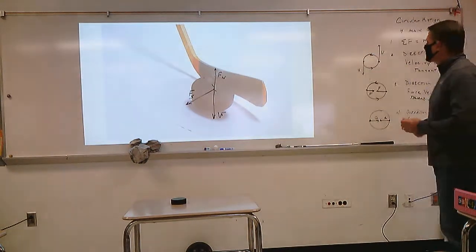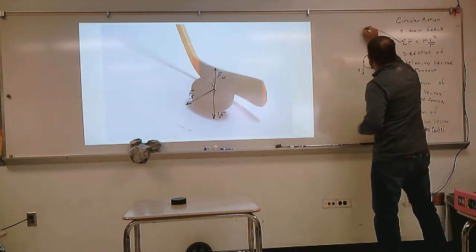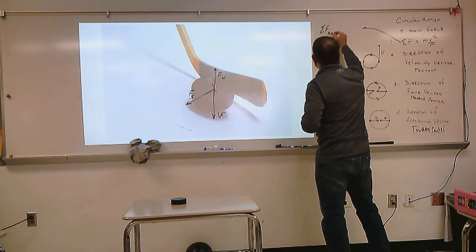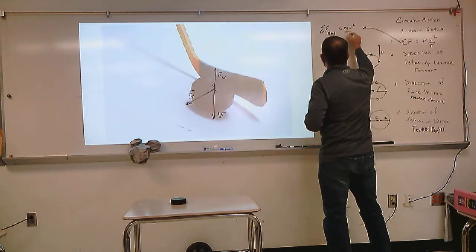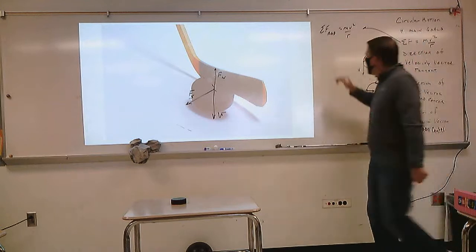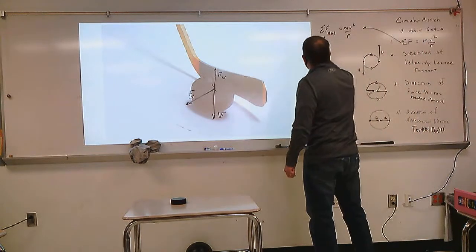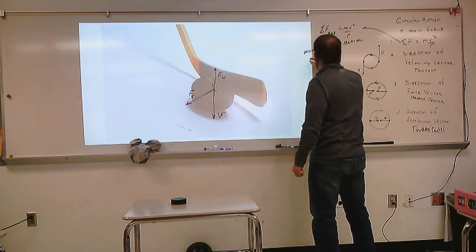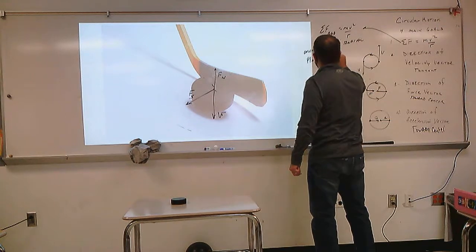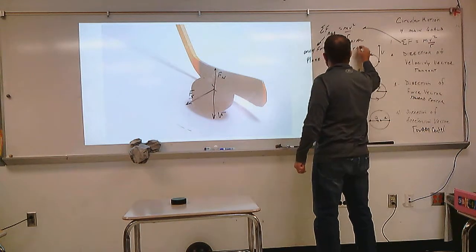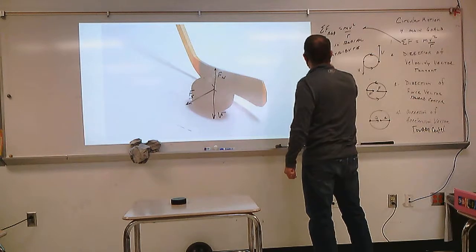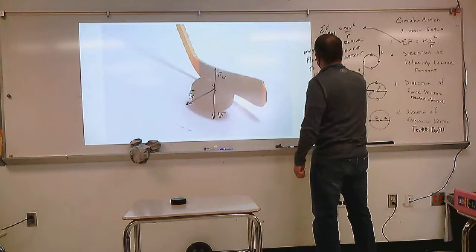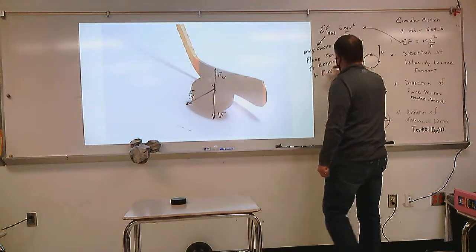The hockey stick is keeping the puck in the circle. So there's our first clarification of this little setup here. The sum of the forces radially equals mv squared over r. Only forces in the radial plane contribute to keeping the object in the circle.